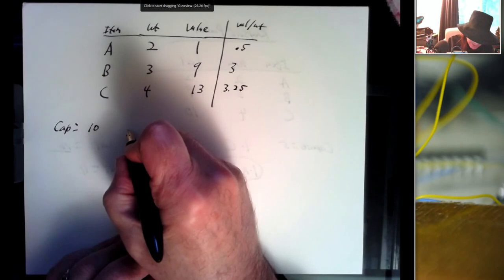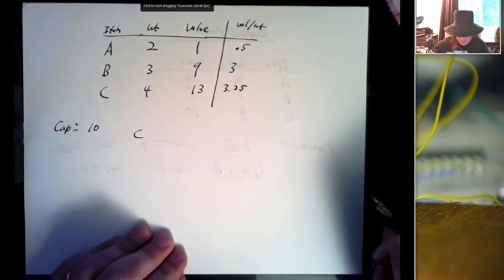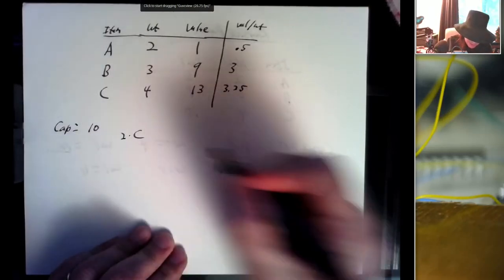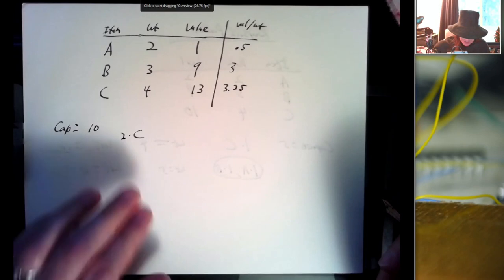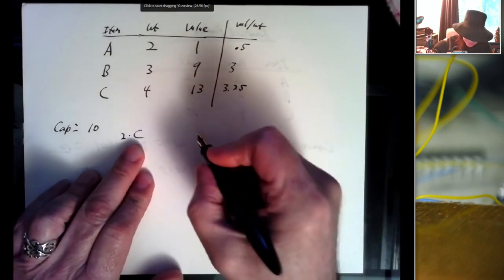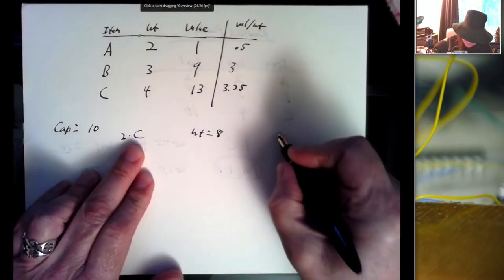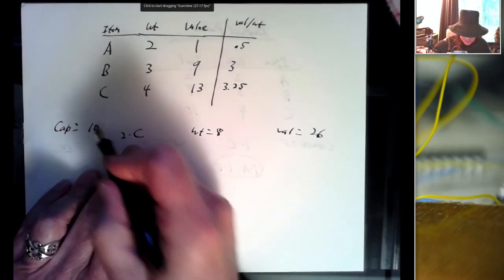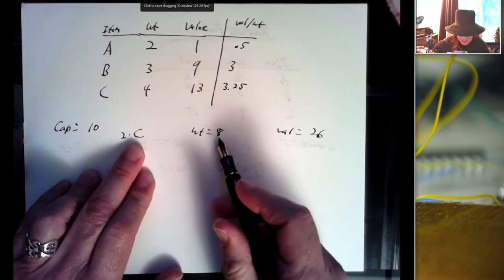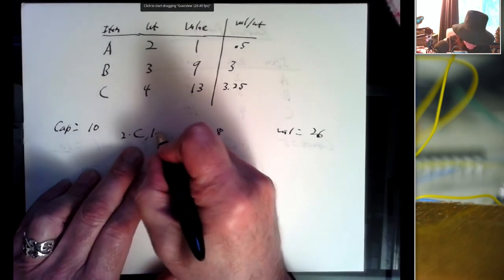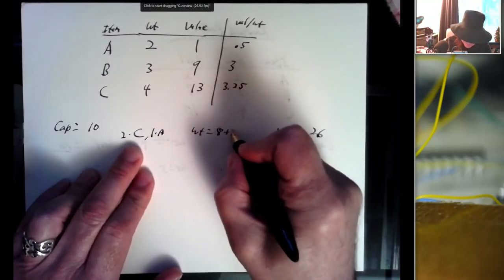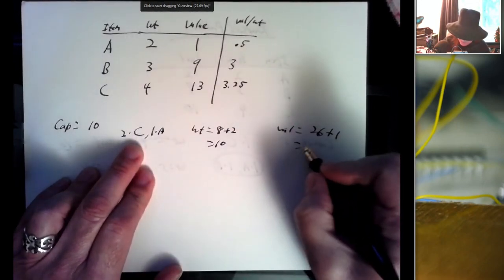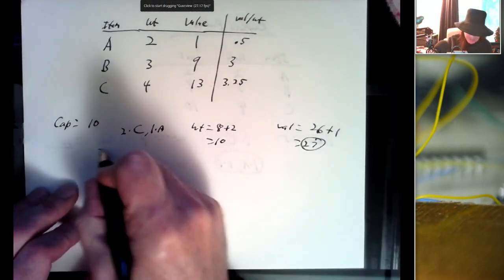So let's start by putting in item C. And we can put in 2 of those, right, because our capacity is 10, so we'll put in 2 of item C. And that's 8 pounds. So weight equals 8, and the value will be 26. And since our capacity is 10, we've got 2 pounds left over, so we can go ahead and put in 1 of item A. That weighs 2 pounds and has a value of 1. So we've got 10 pounds in our bag and $27 worth of value.